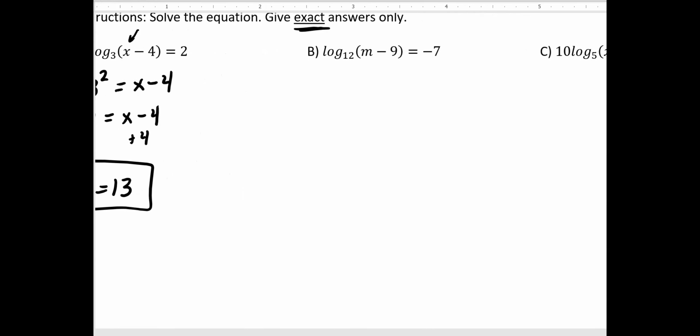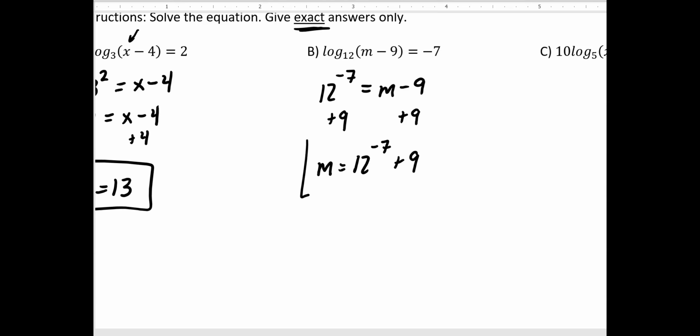Now, ooh, good one here. Log base 12 of m minus 9 equals negative 7. Well, I already isolated my log, so I'd say 12 to the negative 7th equals m minus 9. Now remember, if they want exact answers, we don't want any decimals. We don't want any rounding. So I'm just going to add 9 to both sides here. And I'll say m equals 12 to the negative 7 plus 9. And that's it. That's my solution.